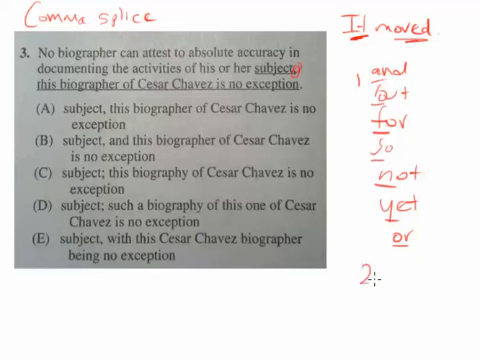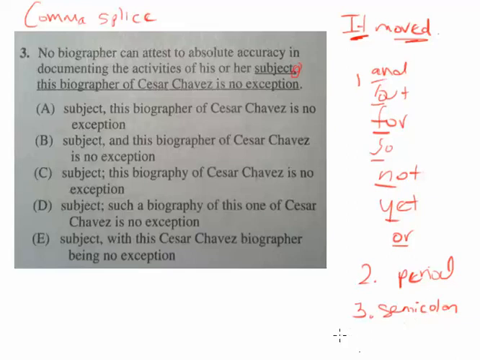The second way is to separate two complete sentences with the good old period. The third way we usually think about on the SAT is a semicolon. A semicolon is good enough to separate two complete sentences, because a semicolon and a period are the same exact thing as far as we're concerned on the SAT.